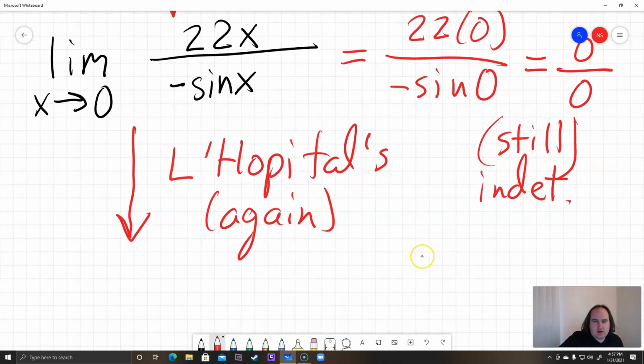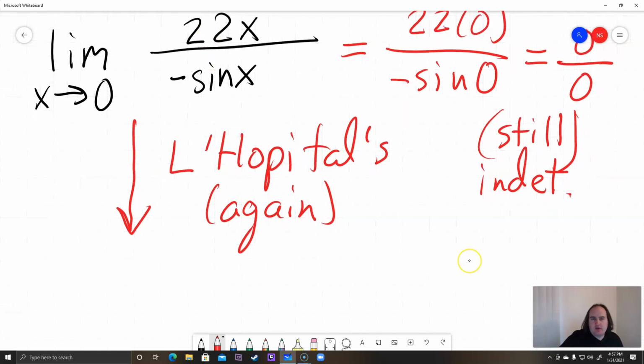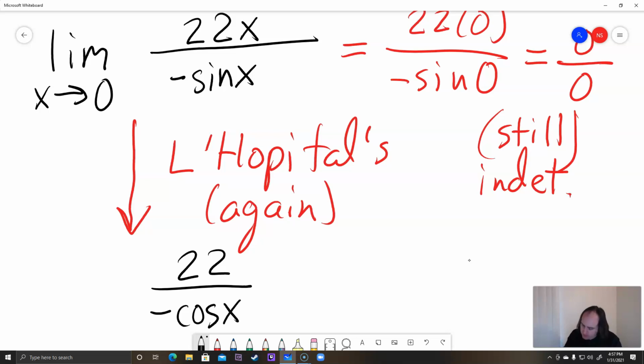Okay, but if we do L'Hopital's again, we're going to take the derivative on the top and the bottom. So on the top, the derivative of 22x is just 22. And then on the bottom, the derivative of sine is cosine, but there's still a minus there. Okay, so we're going to have negative cosine of x on the bottom. Okay, and it's still the limit as x goes to 0. So now it's the limit as x goes to 0 of 22 over negative cosine of x.